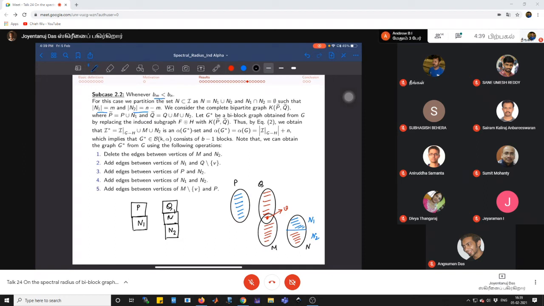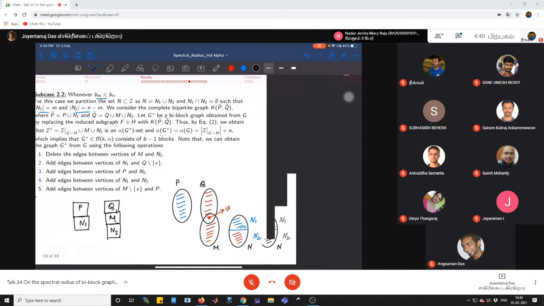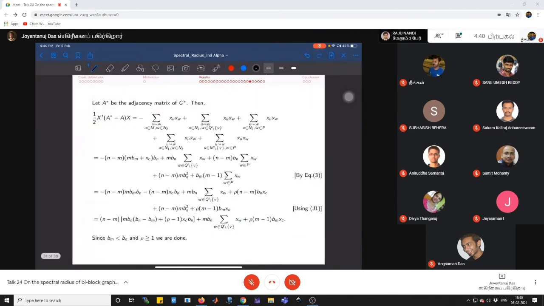So these are the N. This is how we are joining. To bring this together, we have to do the following 5 operations. That is, delete the edges between M and N2, because M and N2 are coming into the same part, and add the remaining edges. Here also we can't directly say with the theorem that the spectral radius increases, because we are deleting edges. So again, using the adjacency relation, we obtain the result.